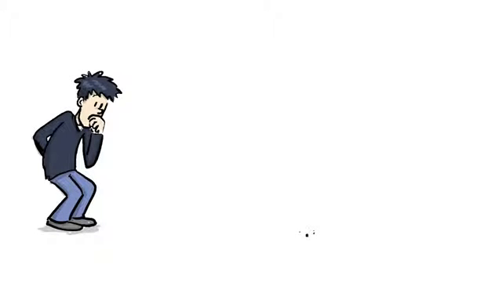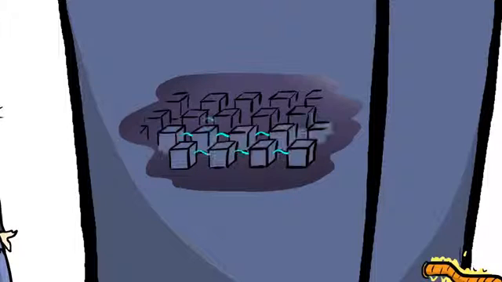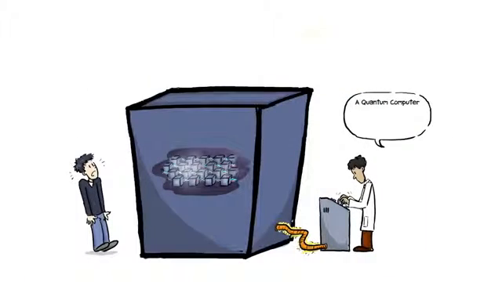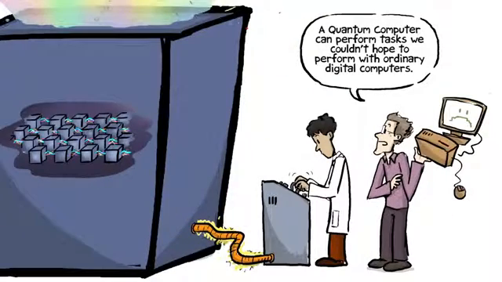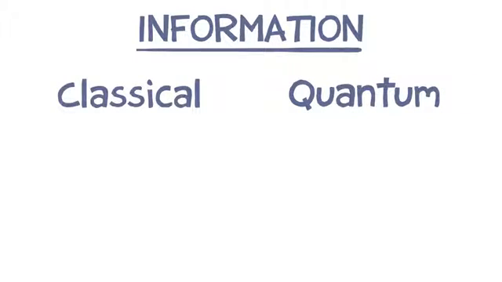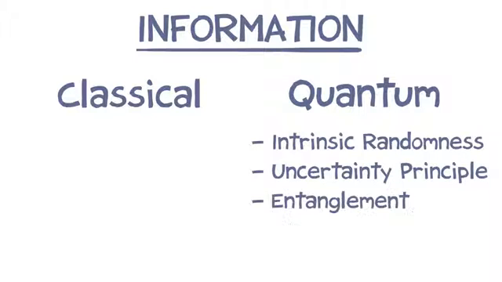Can we take this quantumness of the microscopic world and blow it up to larger and larger sizes, manipulate them in a way which is highly controllable to get them to do what we want them to do? If you have a quantum system, that quantum computer can perform tasks that we couldn't hope to perform with ordinary digital computers. You can't dream of doing it. So when we think about how quantum information is different from classical information nowadays, we're thinking about this intrinsic randomness, the uncertainty principle, and also about entanglement.